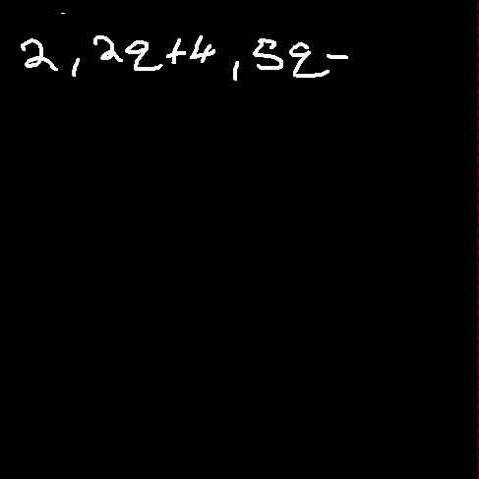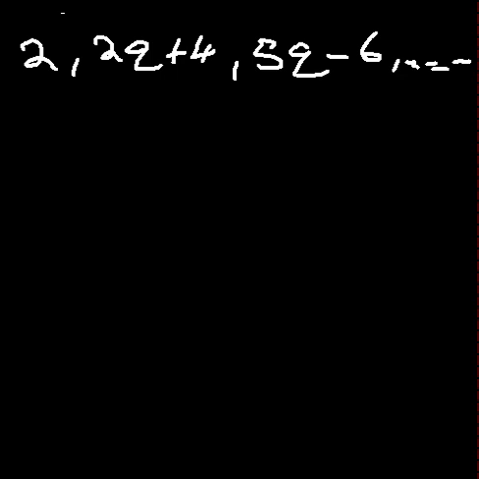What if we have this case? Let's say we have 2, 2q plus 4, and 5q minus 6. Let's say this is a typical arithmetic progression series. So what is the nth term formula for this particular number pattern?